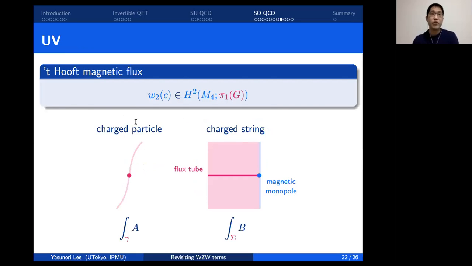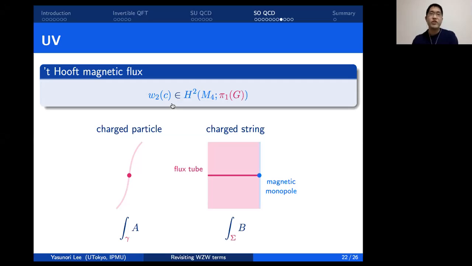So let's start from the UV side. In the SO(N_c) QCD, there's a magnetic flux, since the gauge group SO(N_c) is not simply connected. The fundamental group of SO is known to be Z2, for large enough N_c. The magnetic flux is characterized by this degree 2 cohomology class w2, which is the same w2 that we saw in the previous few slides.